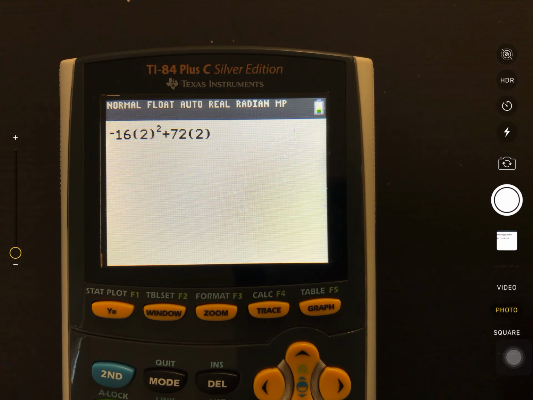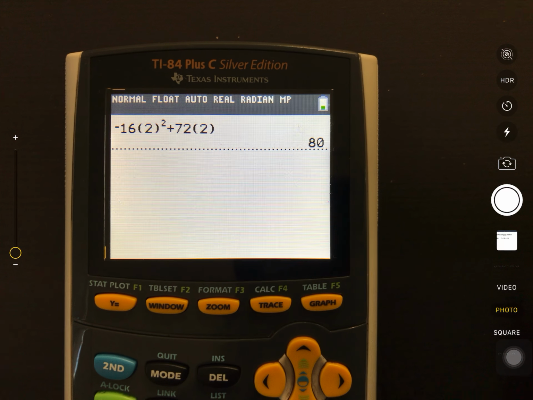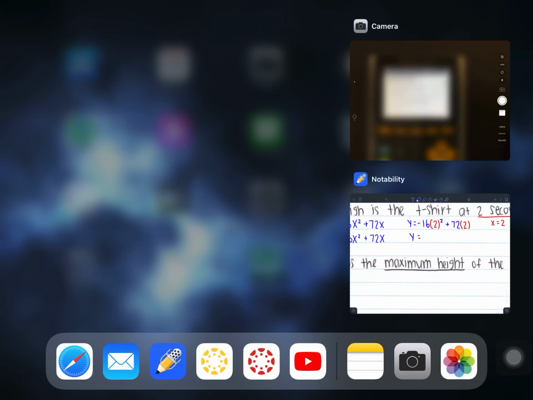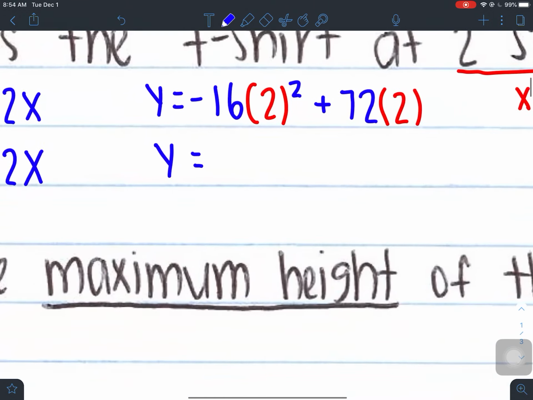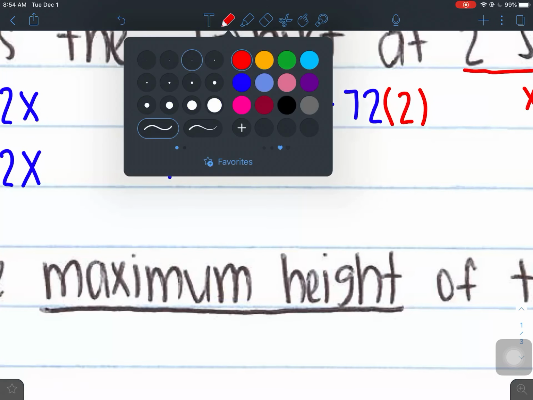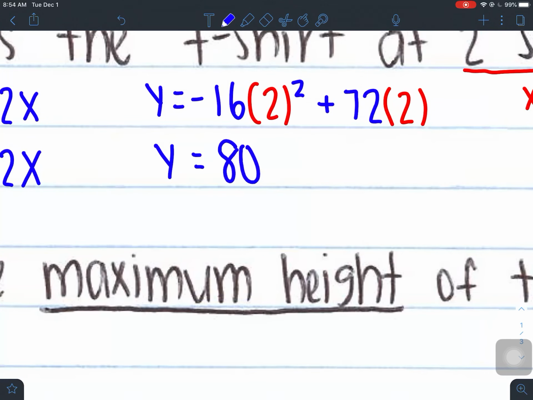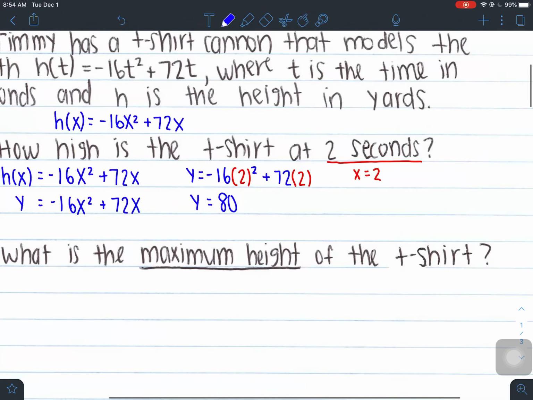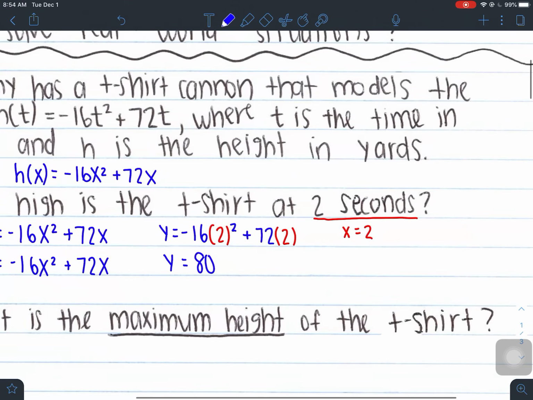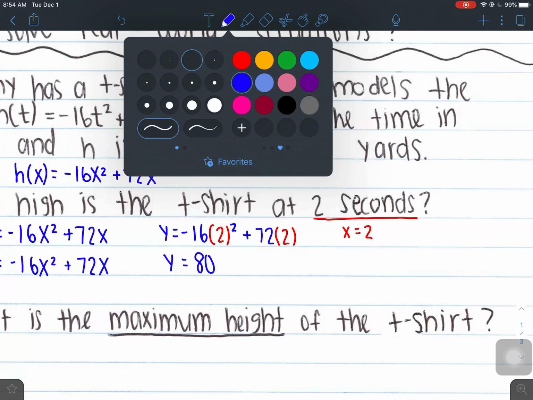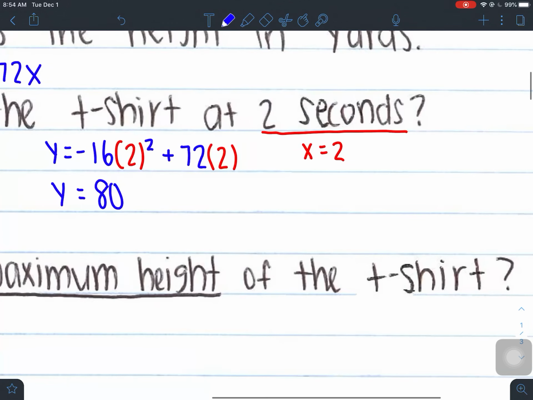So that's what I'm typing in my calculator, negative 16, 2 squared plus 72 times 2, and I get 80. So what does that mean? I got 80 as my y. Well, instead of using h of t here, I used y. So that means I got 80 here. What does that mean? That means that at 2 seconds, how high is the T-shirt? It's 80 yards. They used yards here, so we want to say that it's 80 yards high at 2 seconds.